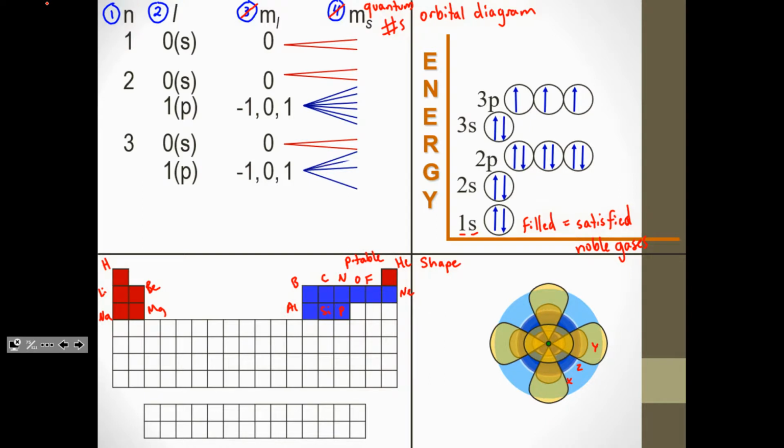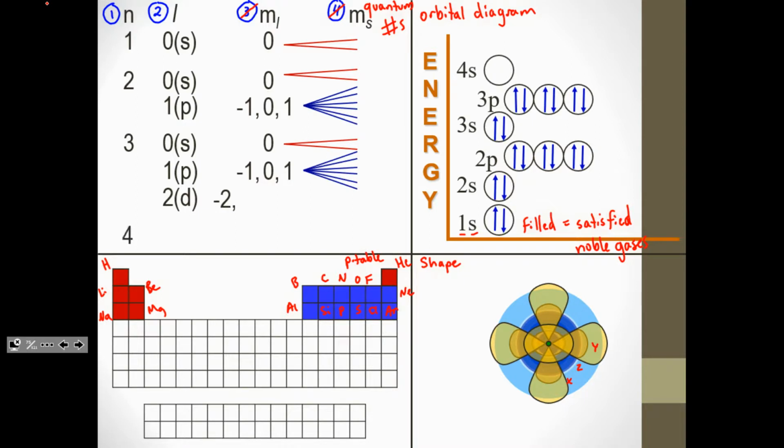And then we can go back, fill in for sulfur, chlorine, and argon. We've got 3 more electrons. So that's sulfur, chlorine, and argon. And we can keep going.